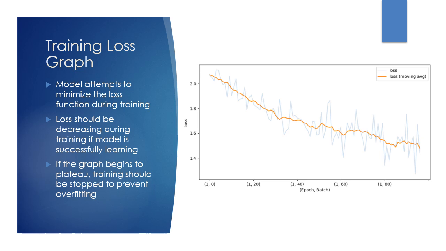And if you see the graph begin to plateau, this one isn't plateauing, but if the graph plateaus towards the end, that means that the model might be getting overfit because it's not learning much more. And that's a good time to stop the training. So it can also be used to show when the model is going to start overfitting.